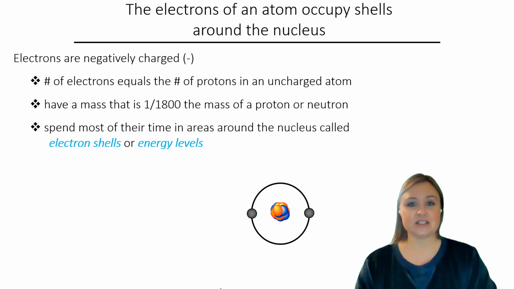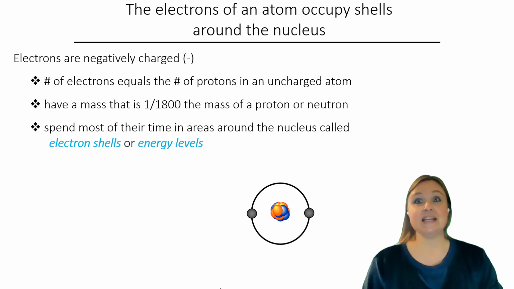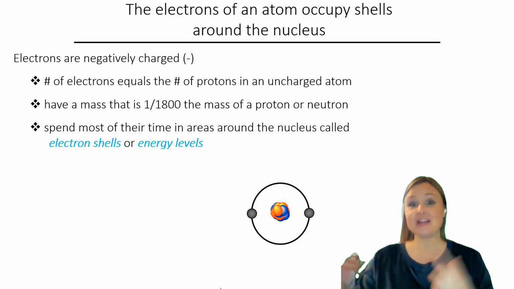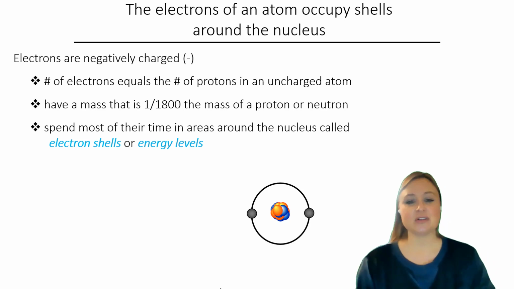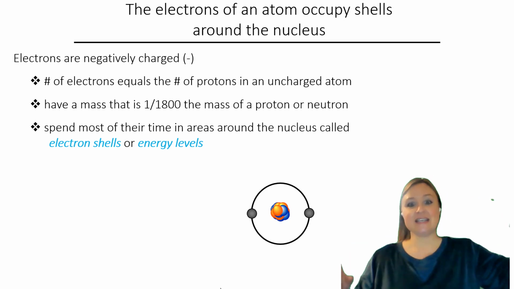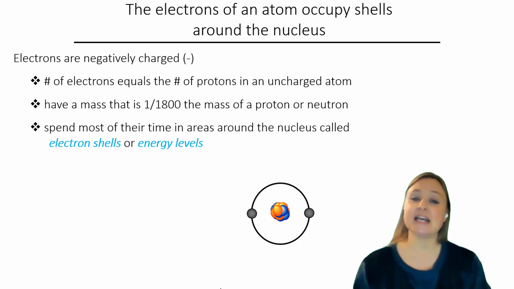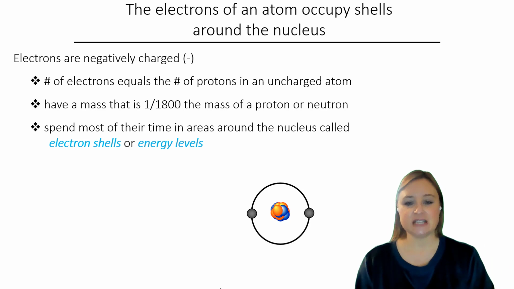Now, electrons do not have much mass at all. Actually, they have a mass that's about an 1800th of the mass of a proton or a neutron. So they're very light, and they spend most of their time circulating in these areas around the nucleus. And these areas are called electron shells or energy levels.